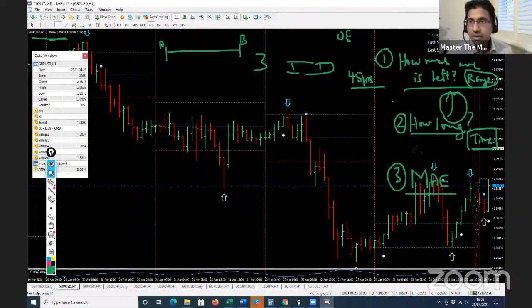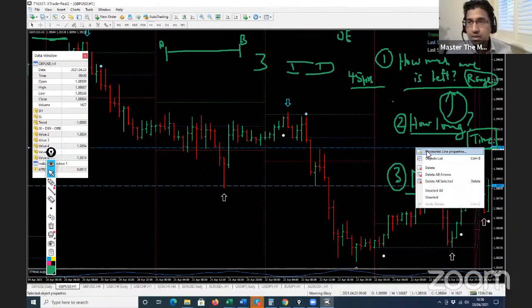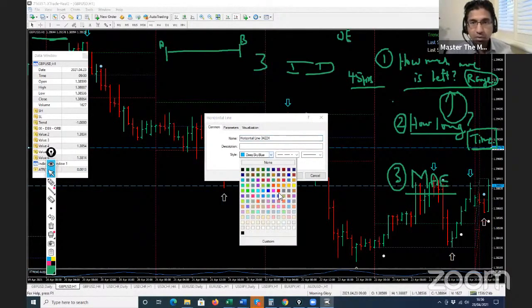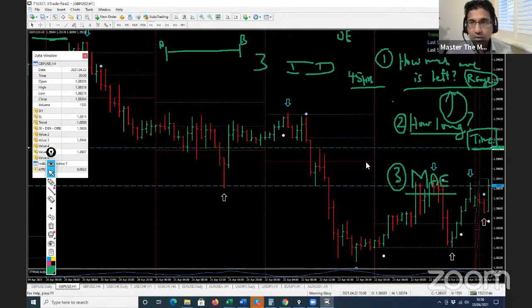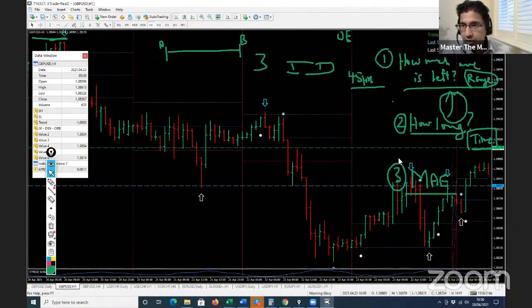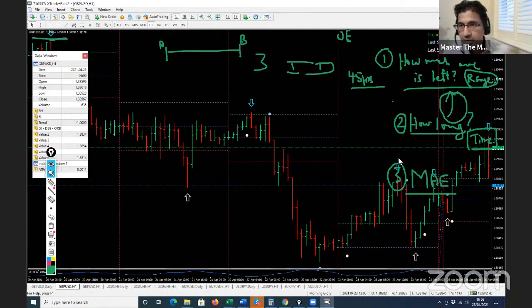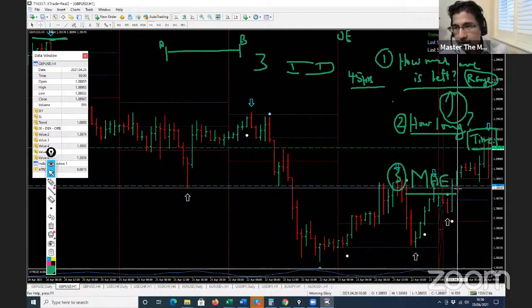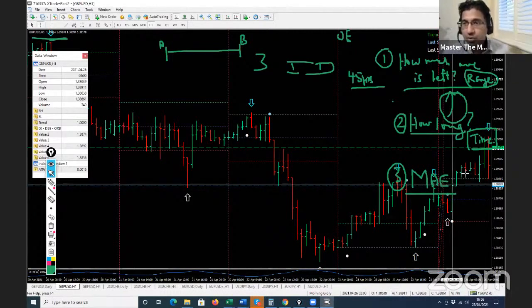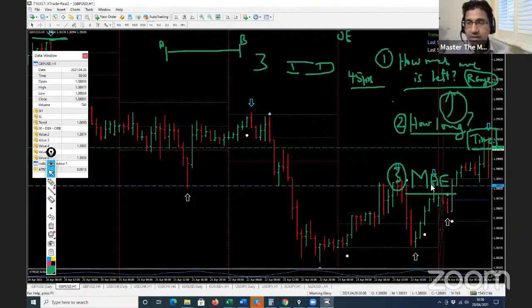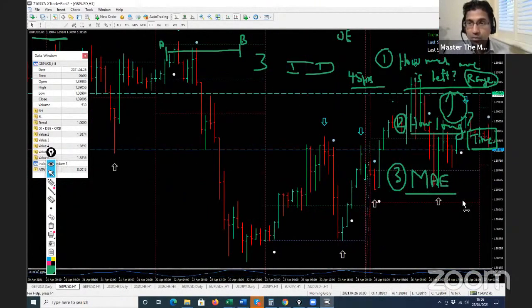So for example, my target was over here, and we'll do it in real time as well, so you can see how it all works. Over there was the green line. Then you can see how much did it move against me? In this case, it was very little, almost nothing, right before it got to my green line. So maximum adverse excursion over here was almost 0.